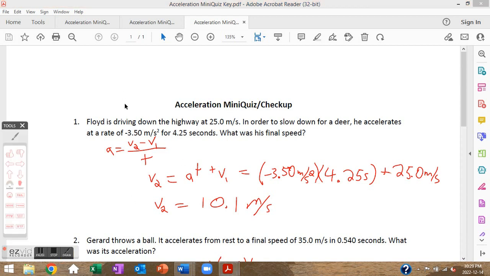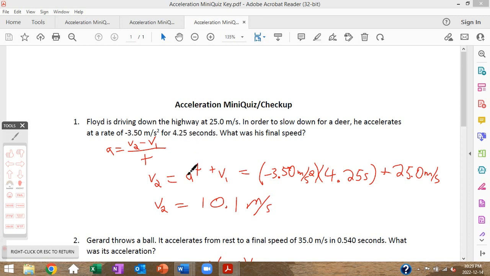So here we go. We've got Floyd driving down the highway, 25 meters per second. In order to slow down for a deer, he accelerates at a rate of negative 3.50 meters per second squared for 4.25 seconds. He is not obviously terribly worried about this deer, given that he is timing and measuring his rate of acceleration. However, that all being said, we're looking for his final speed. So we're really looking here for V2.